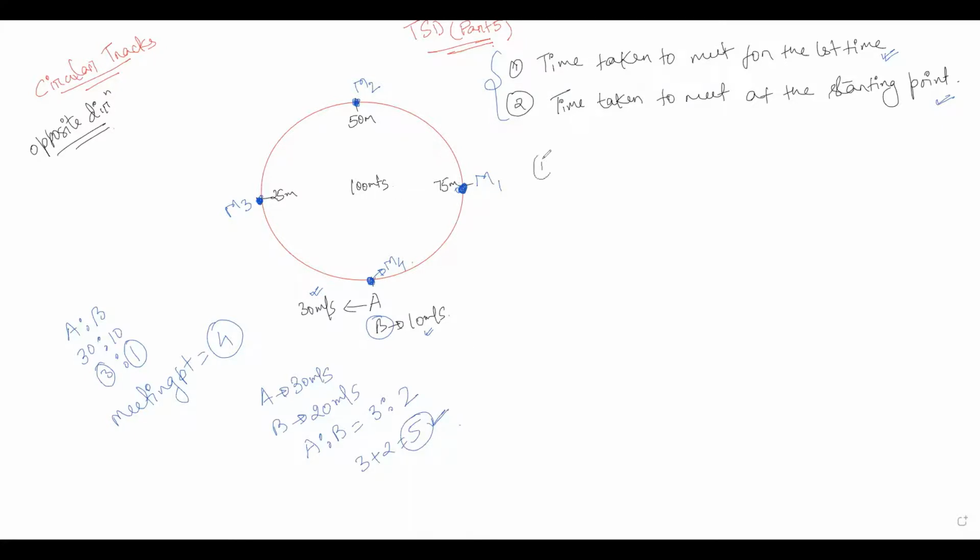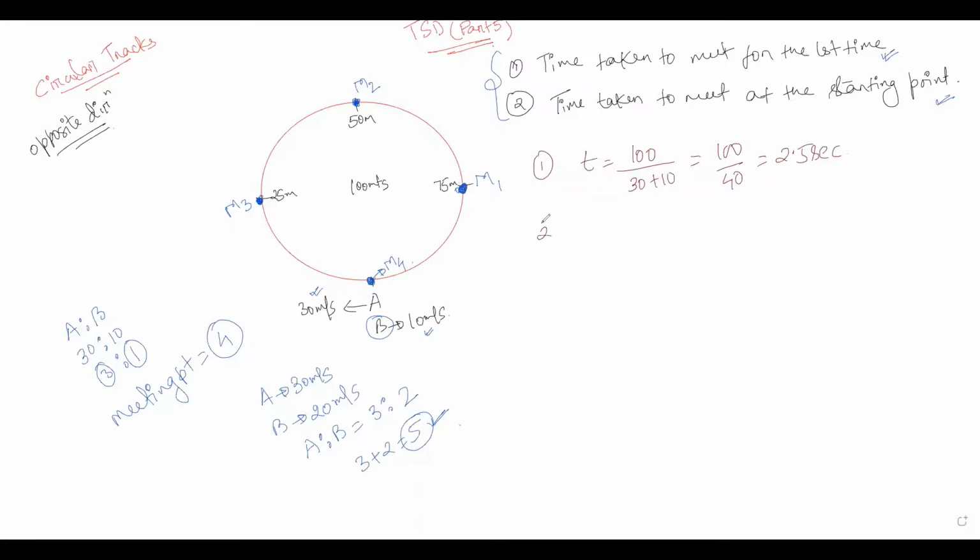So the time taken to meet for the first time in this case would be simply the circular track length, which would be 100, upon the sum of the relative speed as they are traveling in opposite directions. So this would be 30 plus 10. So 100 upon 40, which will give us 2.5 seconds. So that means after every 2.5 seconds, they would be meeting.